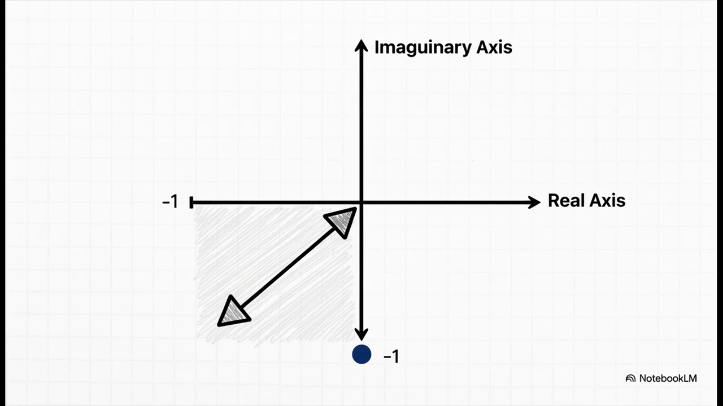We're going to use the complex number z equals -1 minus i. Now, just by looking at it, the real part is -1 and the imaginary part is -1. So on our map, that means we go left and then we go down. That should put us squarely in that bottom left box, the third quadrant. Keep that in your head.